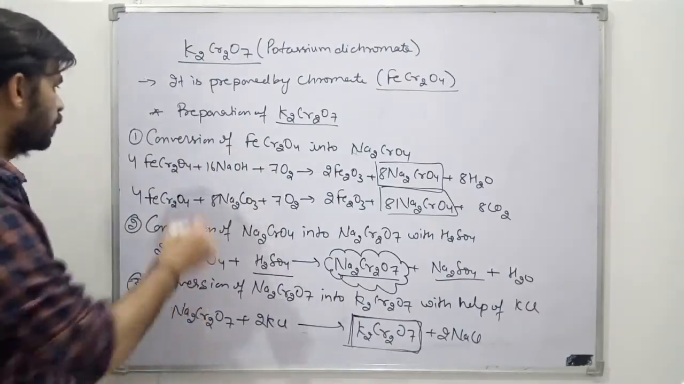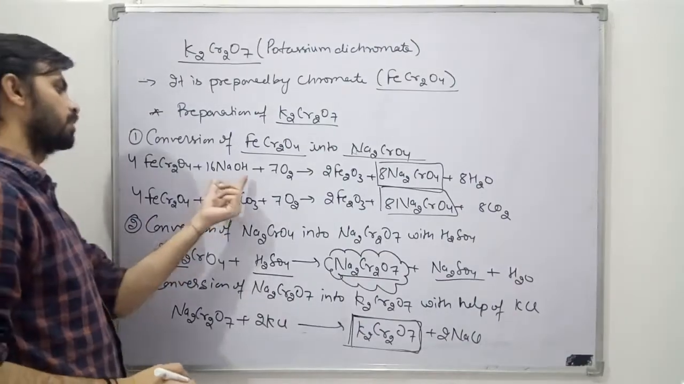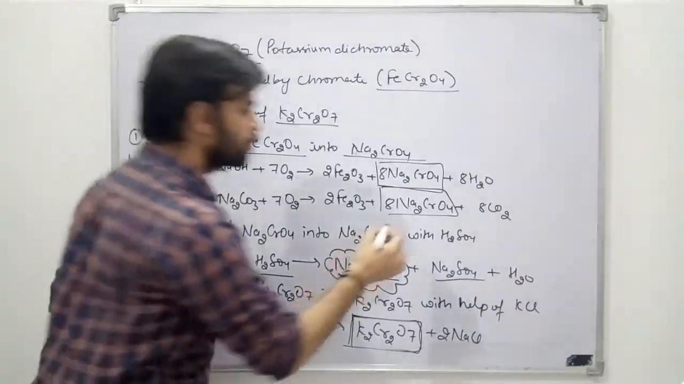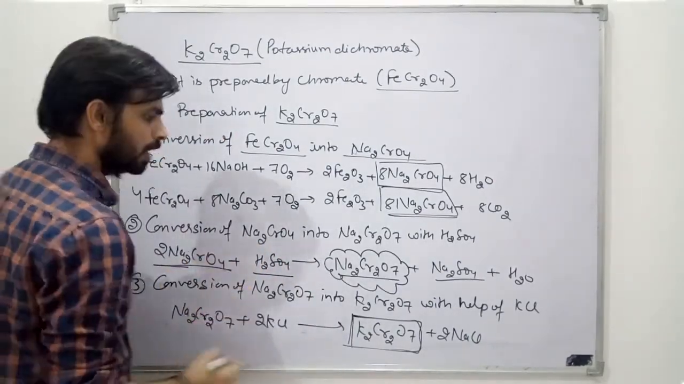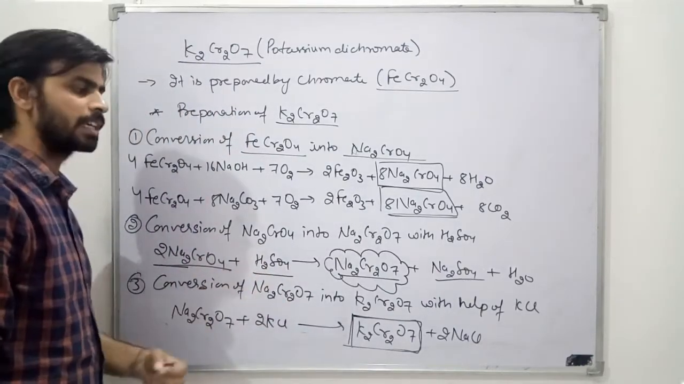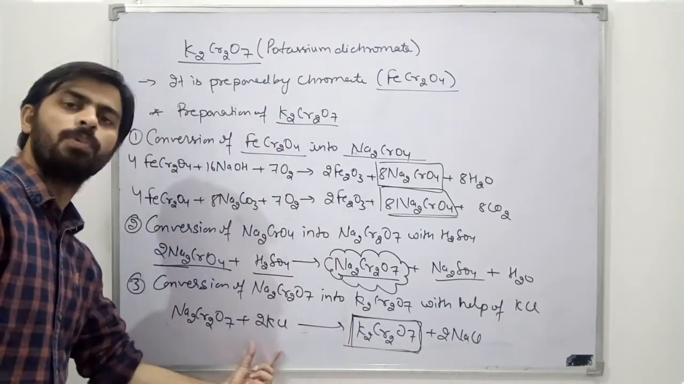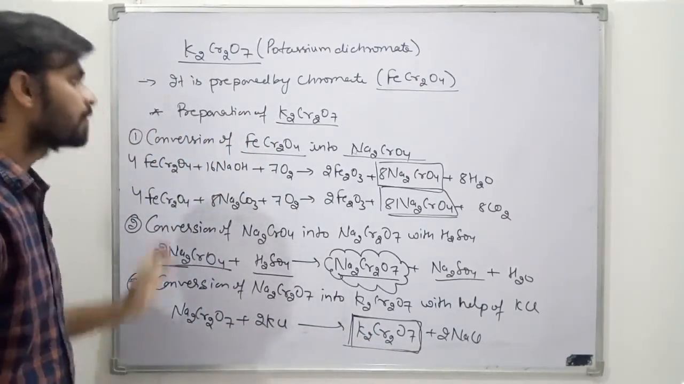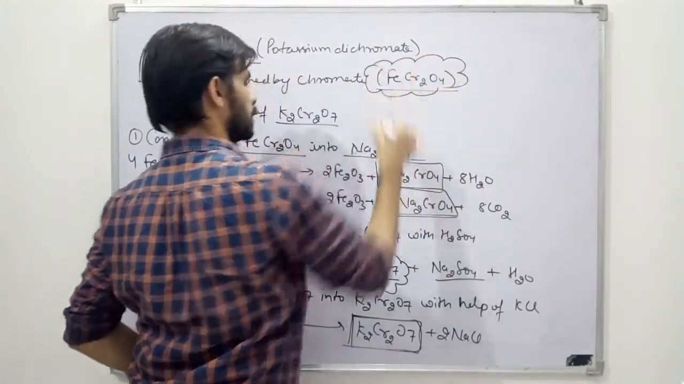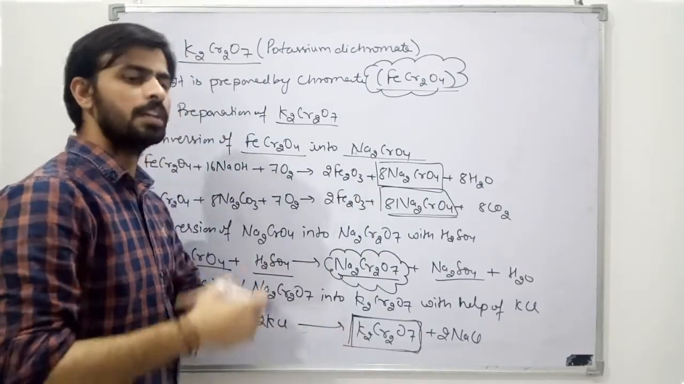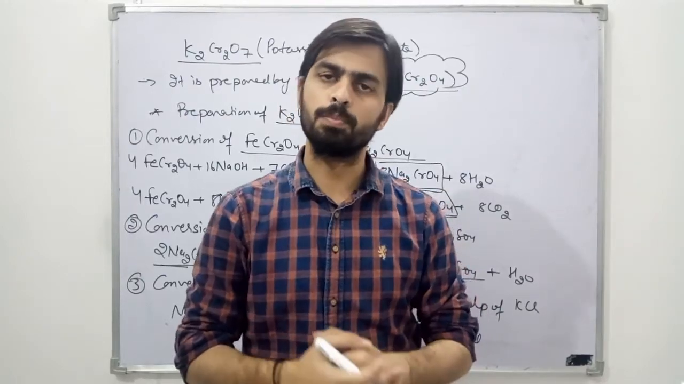So there are 3 steps. In the first step, chromate ore into sodium chromate with the help of sodium hydroxide or sodium carbonate. Then sodium chromate into sodium dichromate with the help of sulfuric acid. And then the final step, sodium dichromate into potassium dichromate with the help of KCl. So this is the way by which we can convert chromate ore into potassium dichromate. Now let's start the discussion of properties of potassium dichromate.